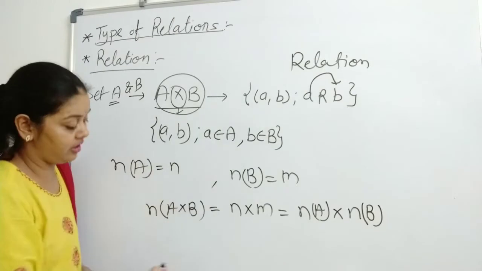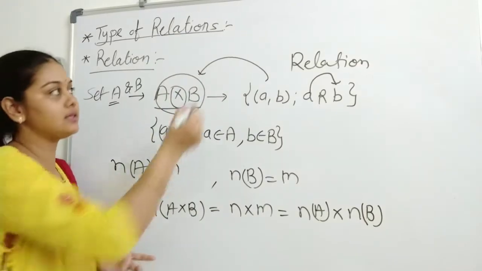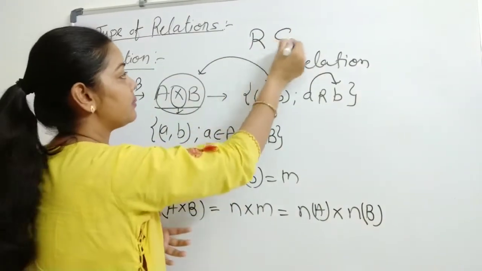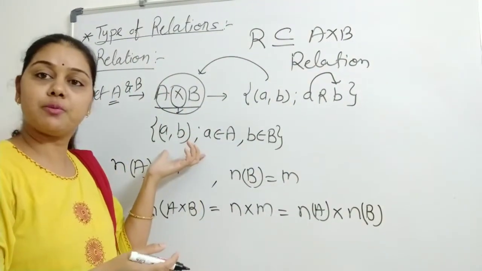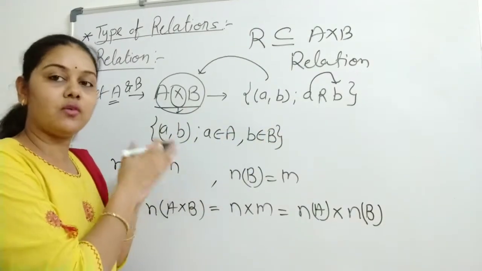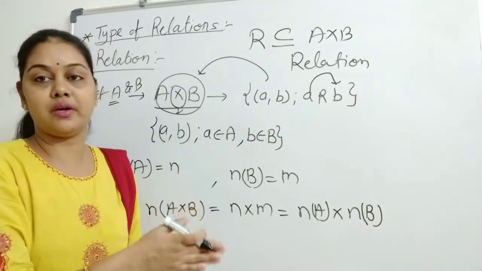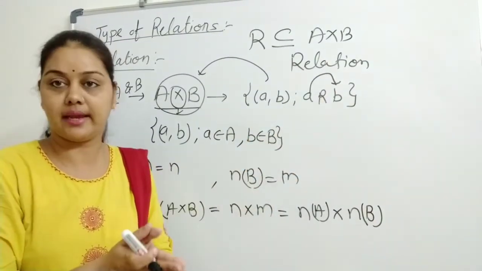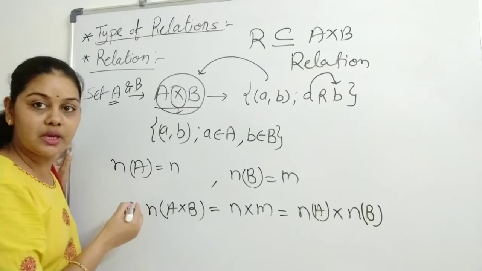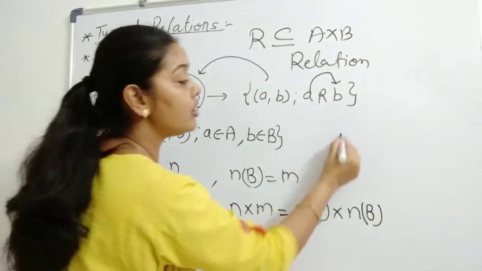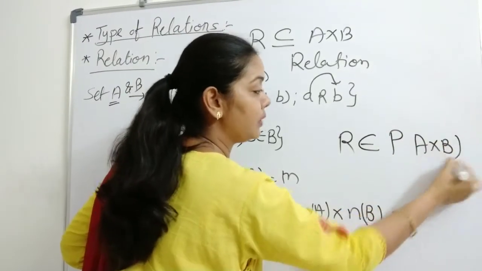And the total number of relations. Relation means a subset of A cross B. I can say that relation is nothing but a subset of A cross B. In A cross B, we have all the ordered pairs, and in the relation, we have only some ordered pairs where the first element is related with the second element. So, R is nothing but a subset of A cross B. It means relation R is an element of the power set of A cross B.